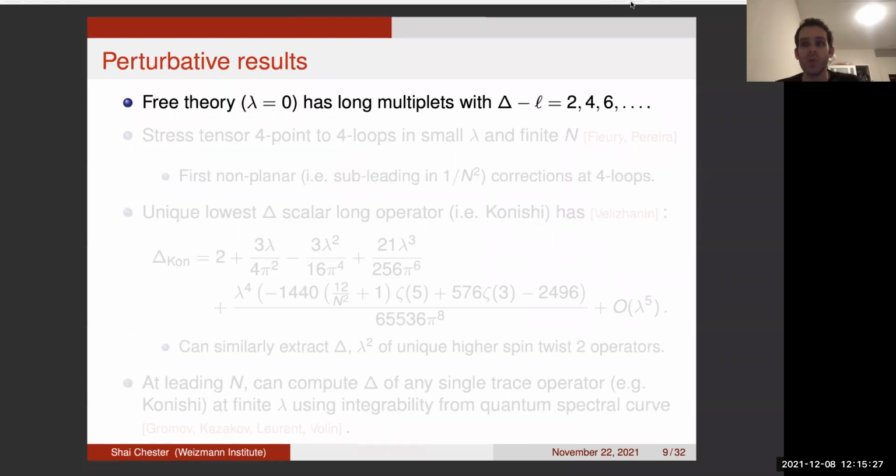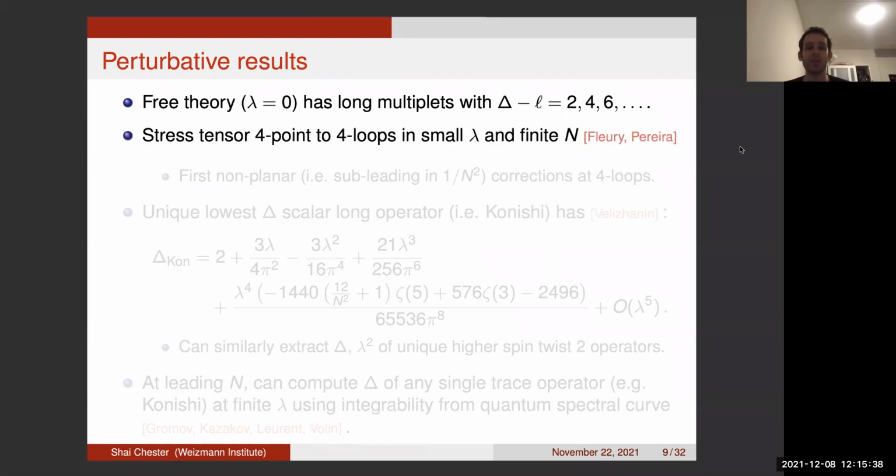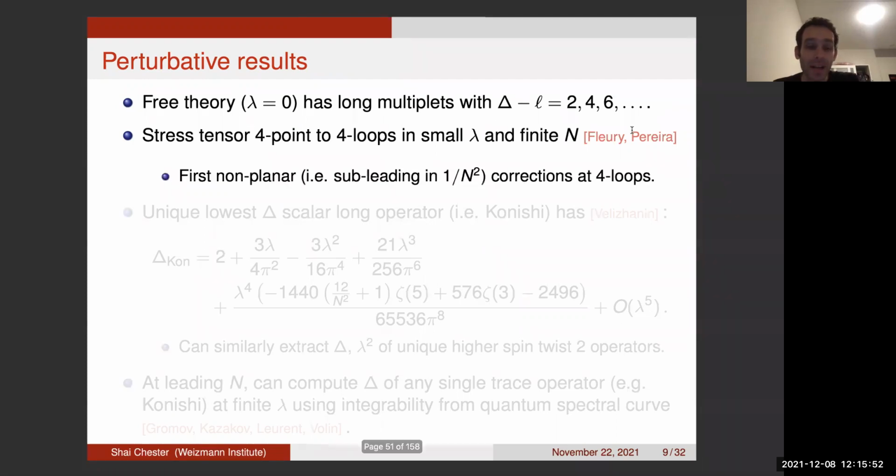So let's first review some perturbative results about this 4-point function. In the free theory, when lambda is 0, you have long multiplets of every even twist: 2, 4, 6, etc. And the stress tensor 4-point function has been computed to 4 loops in a small lambda expansion for finite N. These are the authors who did the 4-loop computation, including non-planar corrections. Of course, there are many other authors who did previous loops and other related work. One interesting fact is that the first non-planar correction, i.e. the first 1 over N squared correction when expressed in terms of lambda, actually only appears at 4 loops. So prior to 4 loops, if you only knew about the planar theory, you were actually good. So the 4-loop term is really kind of non-trivial.